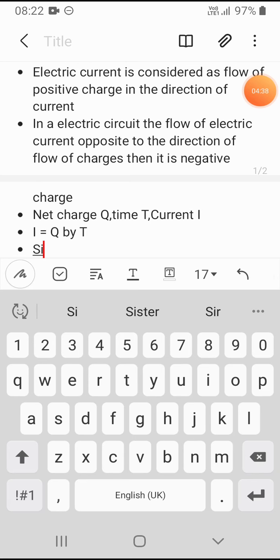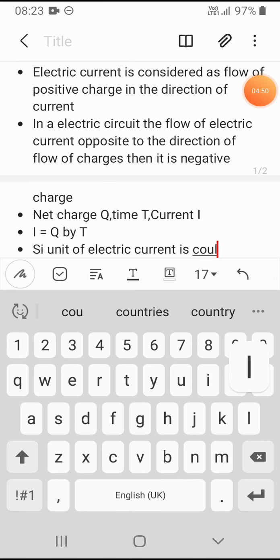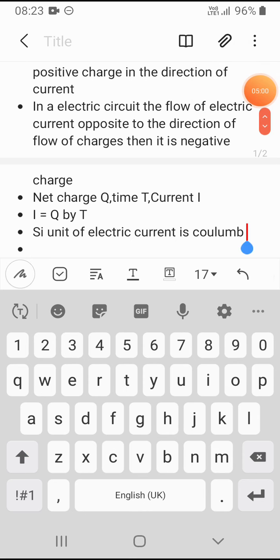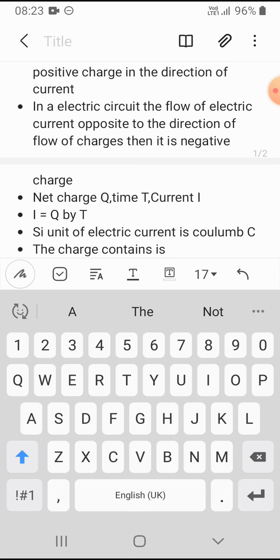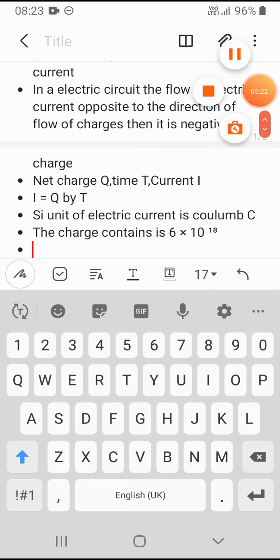The SI unit of electric current is the coulomb. They may ask what is the SI unit, it is coulomb, denoted with capital C. The charge contained in a circuit is 6 into 10 to the power of 18.